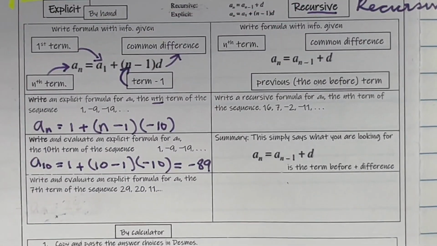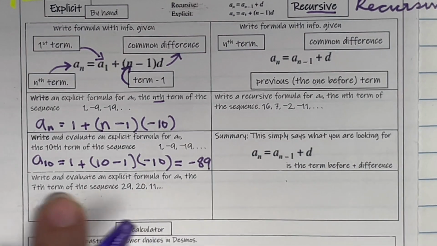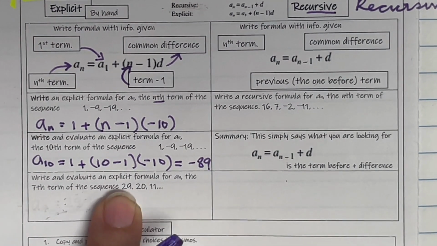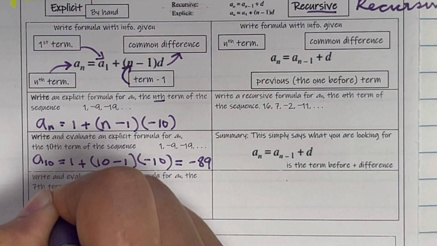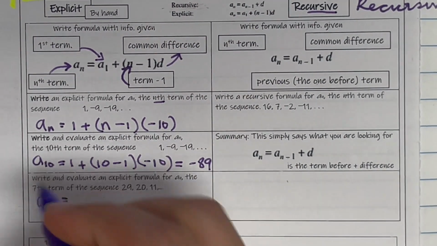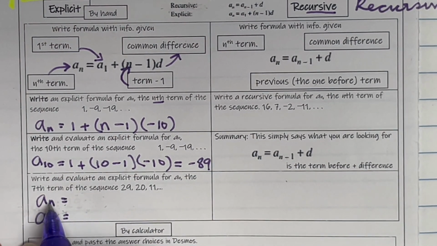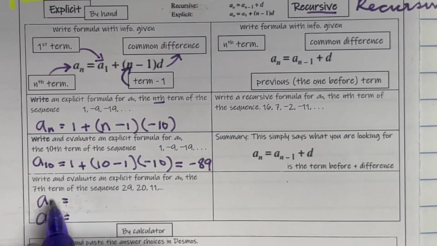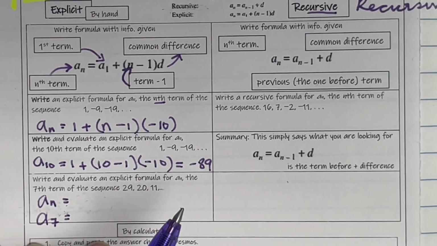All right, let's go to the next. All right, so go ahead and you write and evaluate the explicit formula for A sub n, the 7th term of the sequence. Okay, so what I want you to do is write A sub n, write it in terms of n, and then write it in terms of the 7th. So A sub n, I want you to find 2 of them, n and 7. So go ahead and do this. So basically doing these 2 right here.